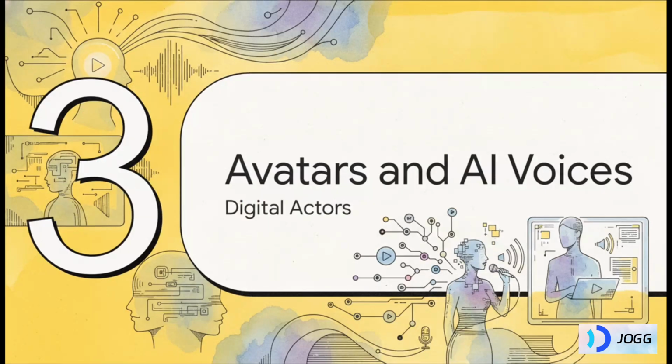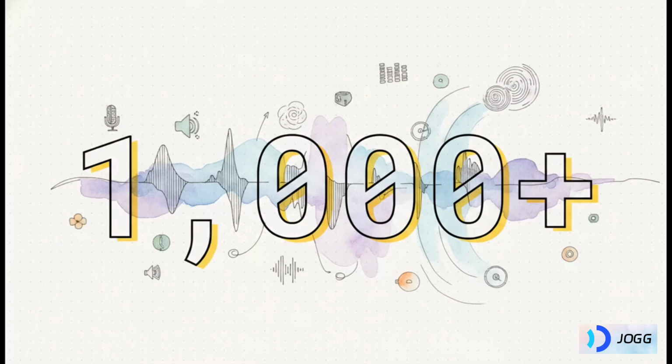Which brings us to Section 3, Avatars and AI voices. When it comes to audio, you are absolutely spoiled for choice. Jogg AI features a staggering library of over 1,000 high-quality AI voices. And the reason it sounds so good is that they've integrated directly with 11 Labs, which most people consider the absolute gold standard for AI audio right now. That integration ensures you're getting highly refined, professional voiceovers across a huge variety of accents, languages, and tonal styles.